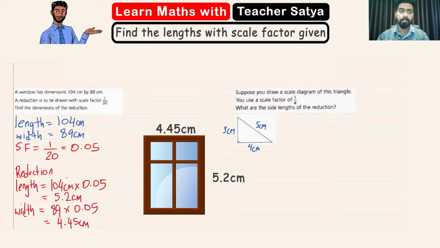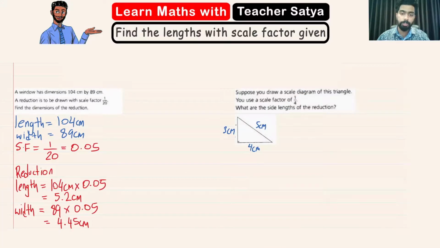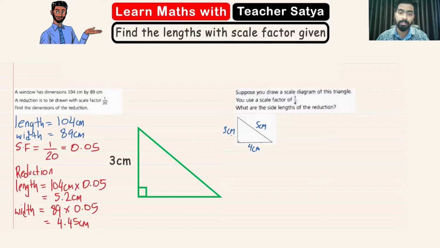Alright guys, now let's go ahead to question number 2. In question number 2, we have the legs of this right angle triangle as 3 centimeters and 4 centimeters, and the hypotenuse is 5 centimeters. Now we also know that the scale factor is 1/4 and 1/4 is 0.25. Right guys, now let's go ahead and find the reduction for 3 centimeters, right?